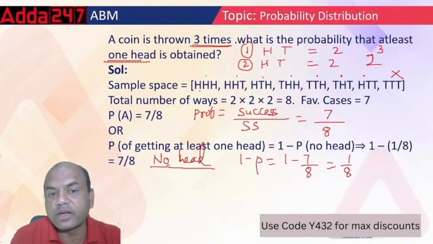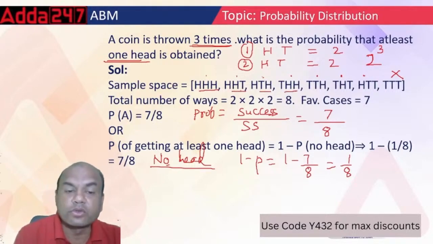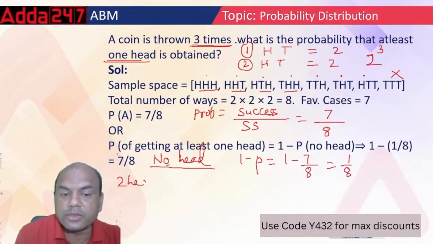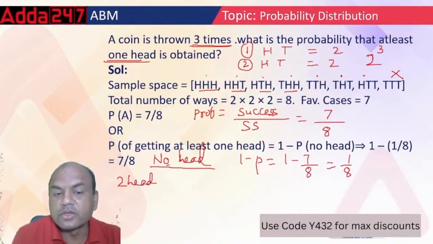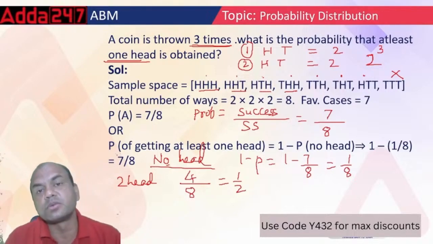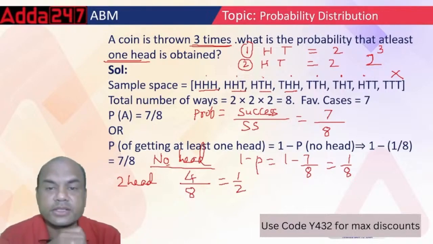At least two heads, right? 1, 2, 3, 4. So if I ask you two heads, then what will be the possibility? The denominator is 8, but here it is 4. So it is 1 by 2. This is the way we must solve these numericals.